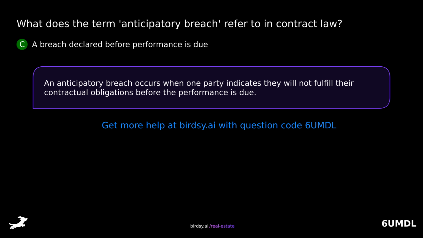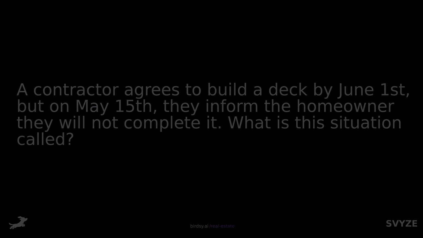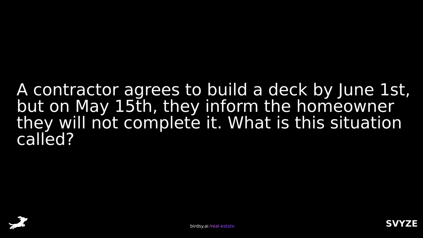An anticipatory breach occurs when one party indicates they will not fulfill their contractual obligations before the performance is due. A contractor agrees to build a deck by June 1st, but on May 15th, they inform the homeowner they will not complete it. What is this situation called?